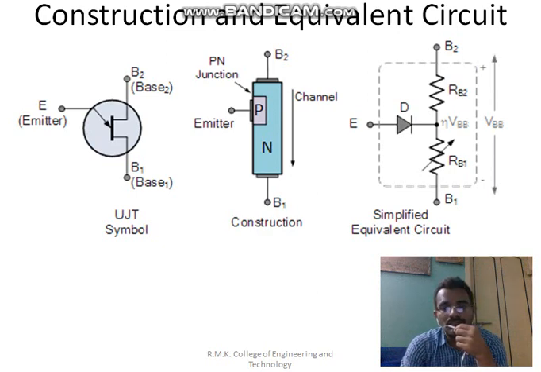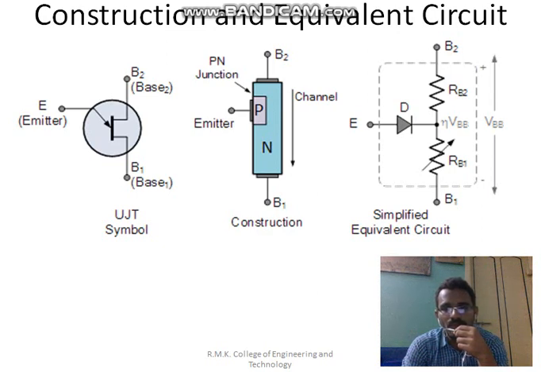Now coming to the simplified equivalent circuit. This particular symbol can be replicated with a diode representation, where we take an emitter followed by a PN junction diode, and it is connected to the base 1 and base 2 channels.